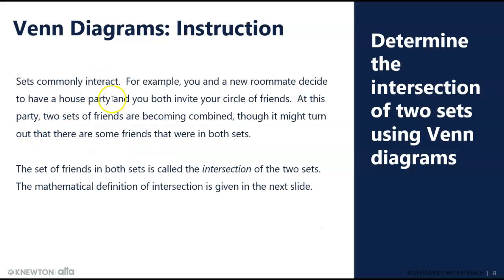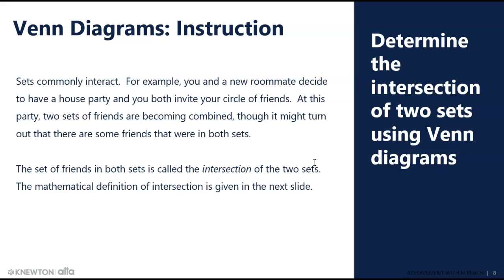So sets commonly interact. It's boring to talk about just one set. You talk about two sets and how they overlap and how they join together, mostly. For example, you and a roommate decide to have a house party and you both invite your circle of friends. At this party, two sets of friends are becoming combined, though it might turn out you have some friends that were in both sets, so you might have some of the same friends your roommate has. The set of friends that you both have is called the intersection.